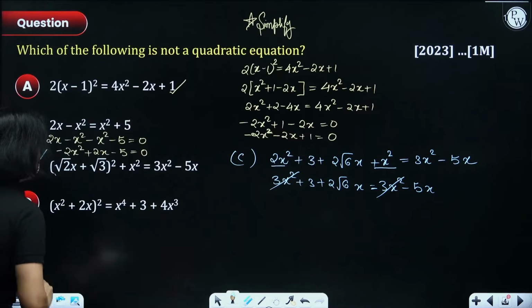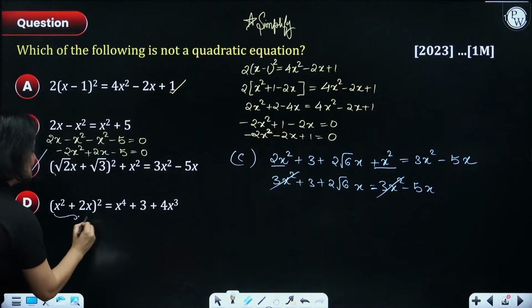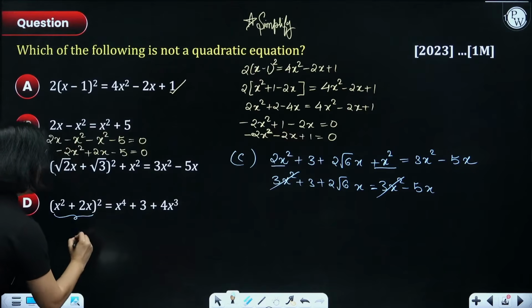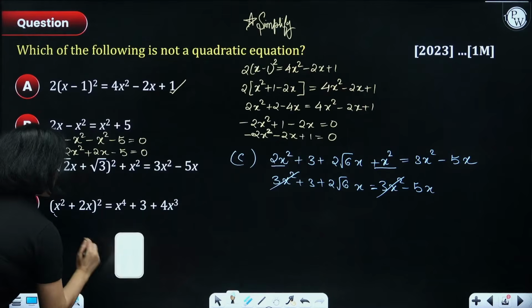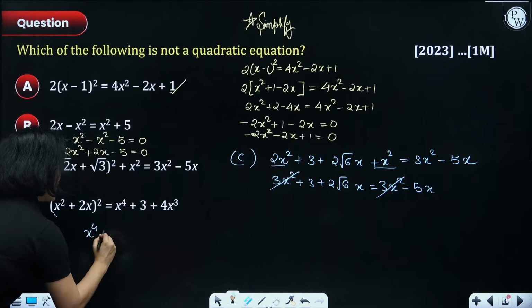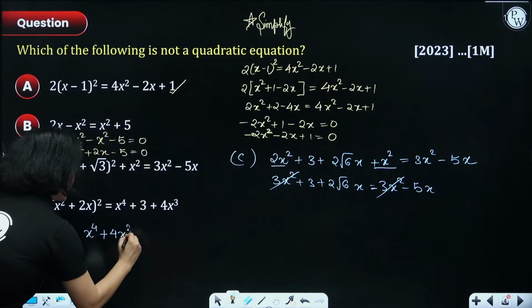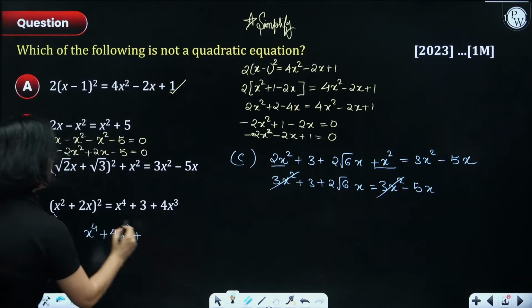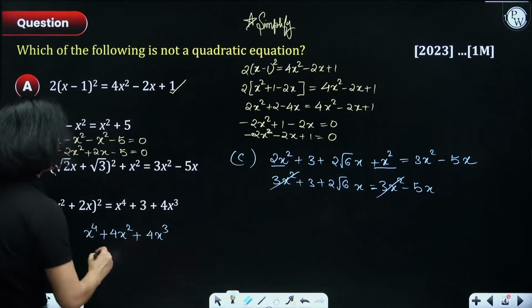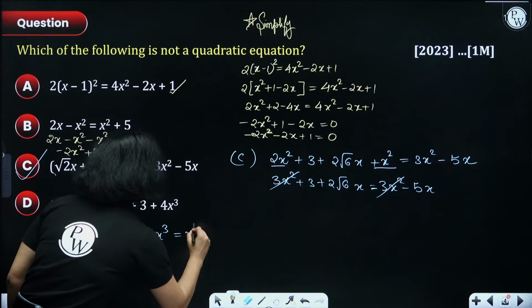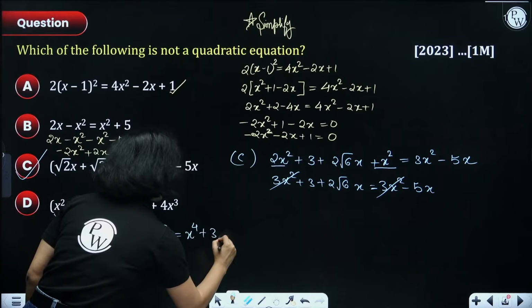So let's simplify, everyone. Again, I'll open this bracket by using the identity. I'll have x raised to power 4 plus 4x square, plus here I'll get 4x cube. I've just used the identity, nothing else. This is equal to x raised to power 4 plus 3 plus 4x cube.